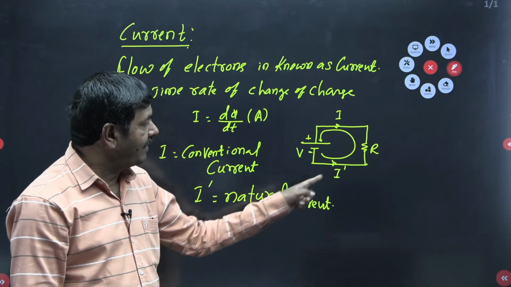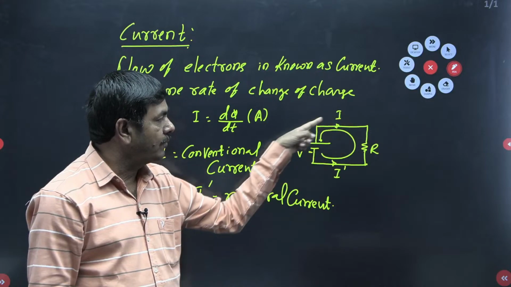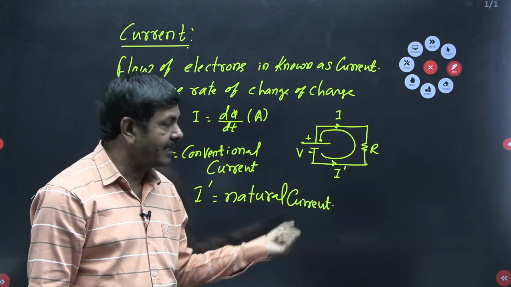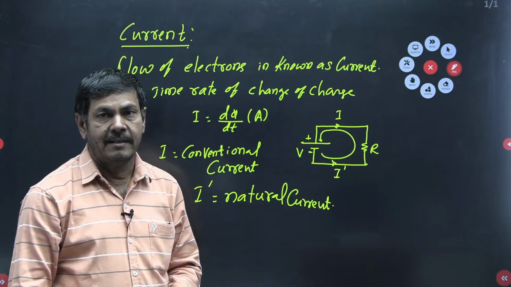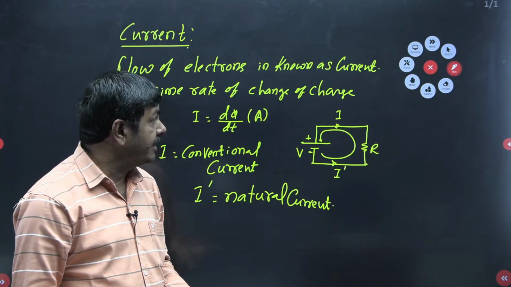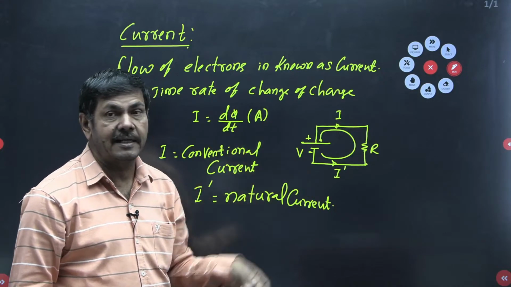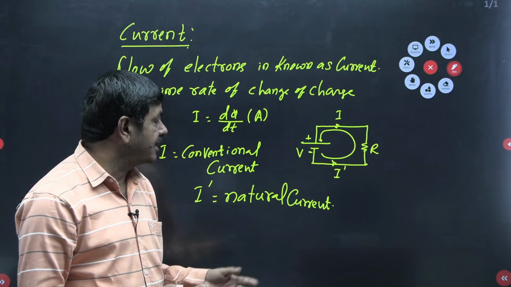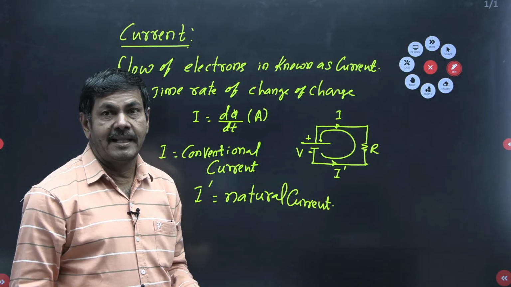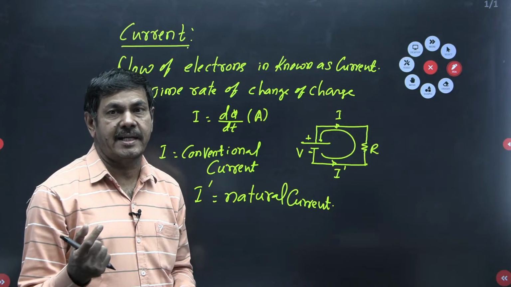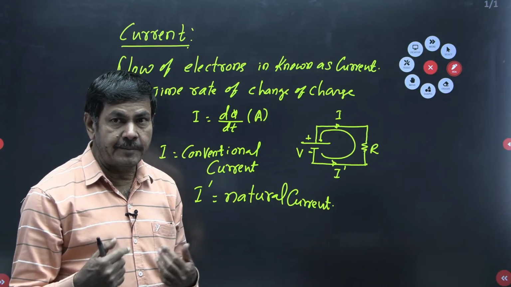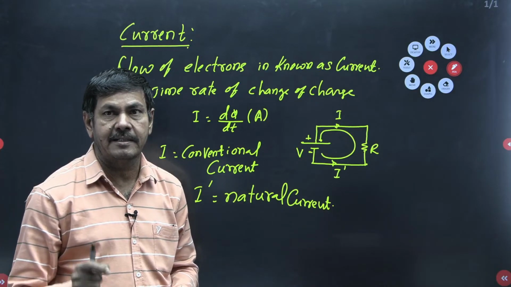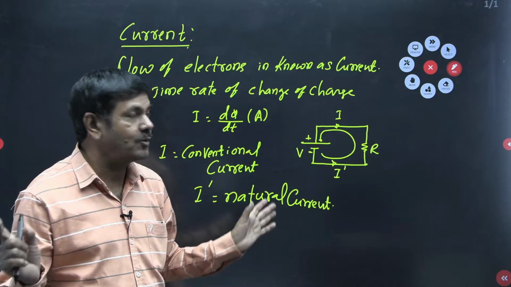Due to the flow of electrons, the current I dash is going to flow. That I dash is said to be the natural current. But in the problems, we are going to take only the conventional current. The conventional current is the direction of the current opposite to the natural current. Natural current always comes with a negative sign. In order to get the positive sign, we take the conventional direction. The conventional current is always taken with a positive value.